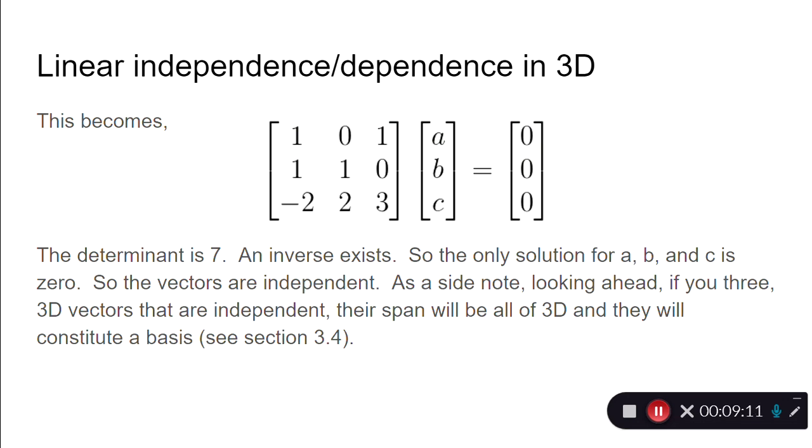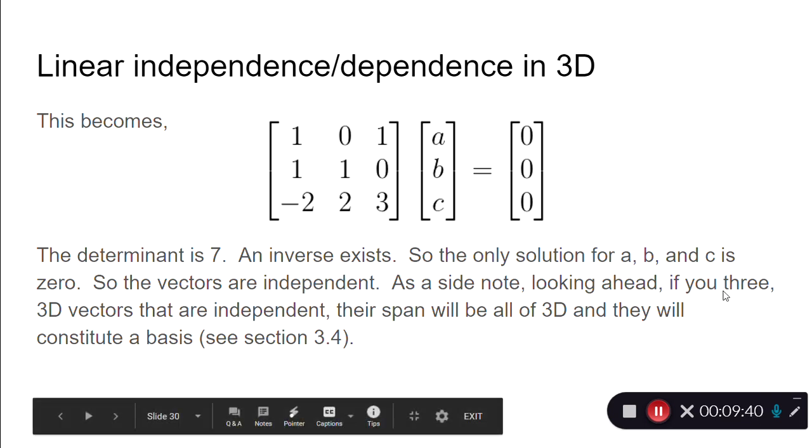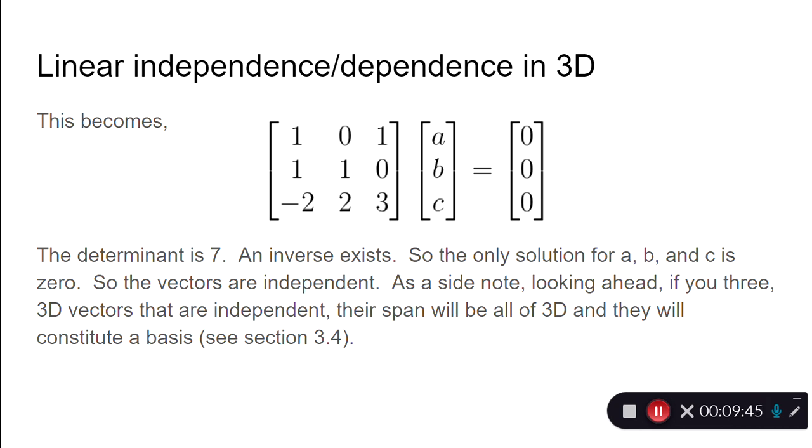All right, the determinant is 7. So let's go through this reasoning again. So the determinant is 7. An inverse exists. So, if you find the inverse, you multiply by 0, 0, 0, you get 0, 0, 0. So the only solution is A equals B equals C equals 0. So the vectors are independent. As a side note, looking ahead, if you have 3 3D vectors that are independent, their span will be all of 3D, and they will constitute a basis, which is something we'll talk about in 3.4.